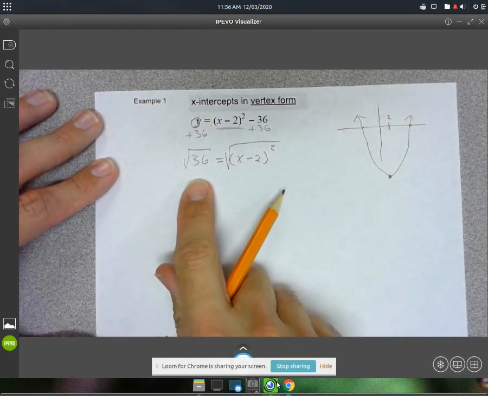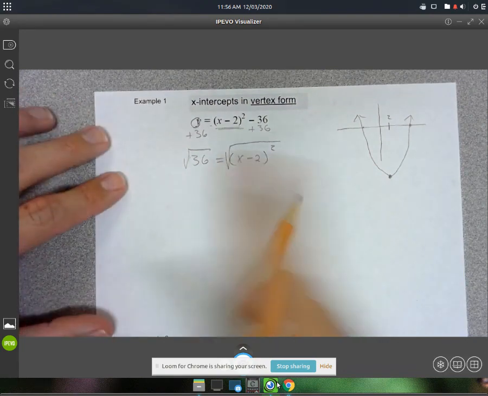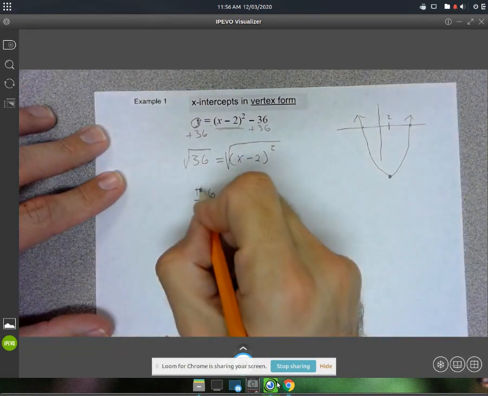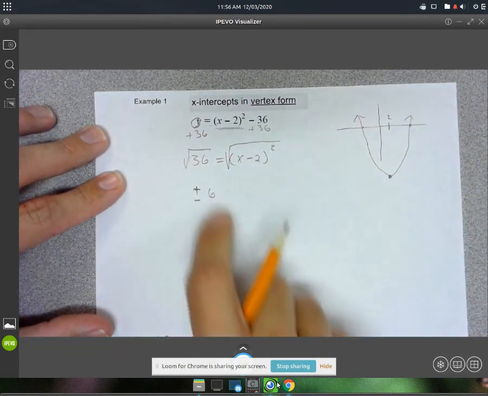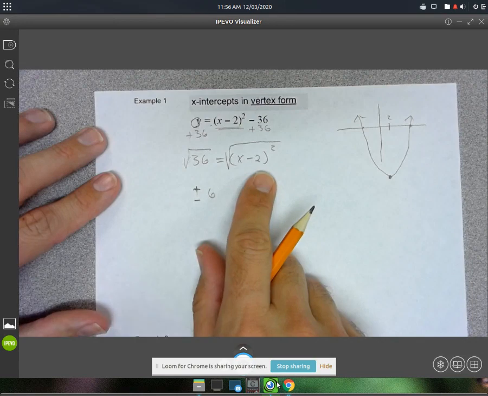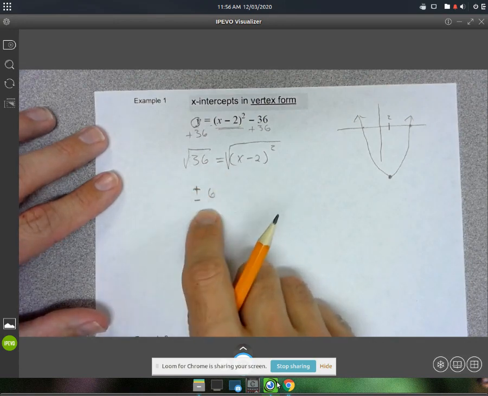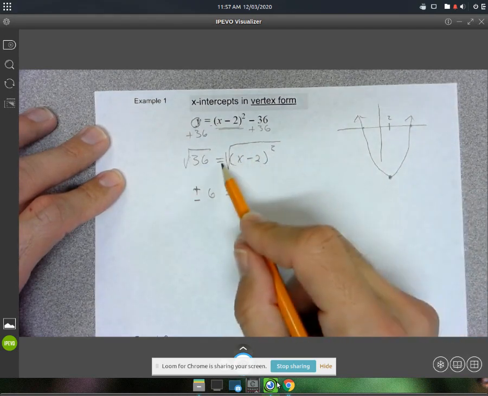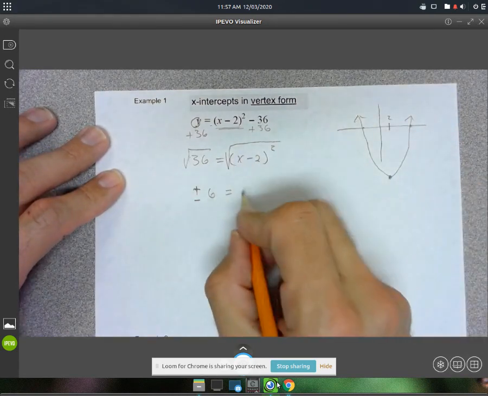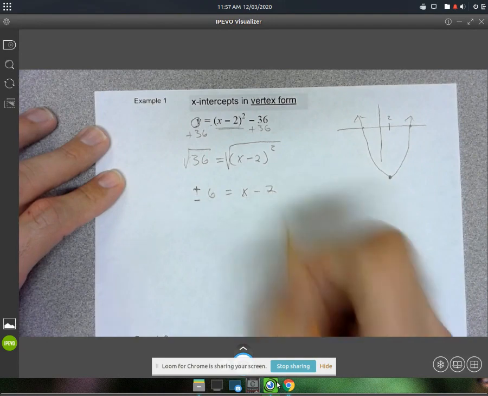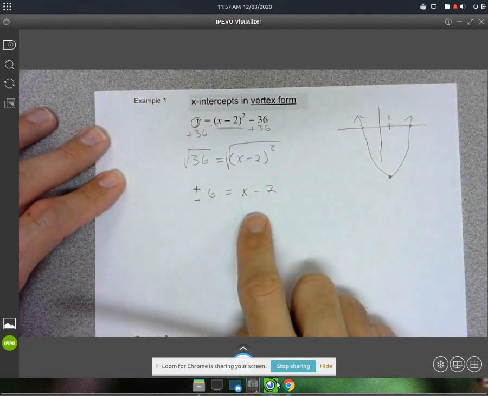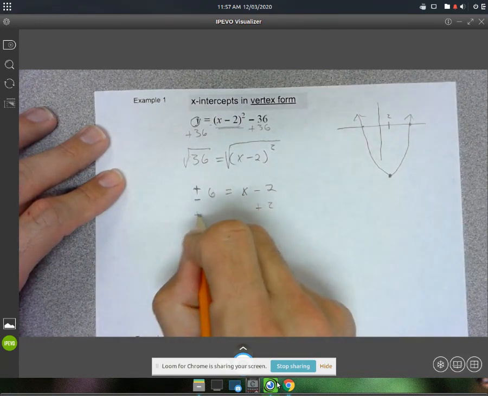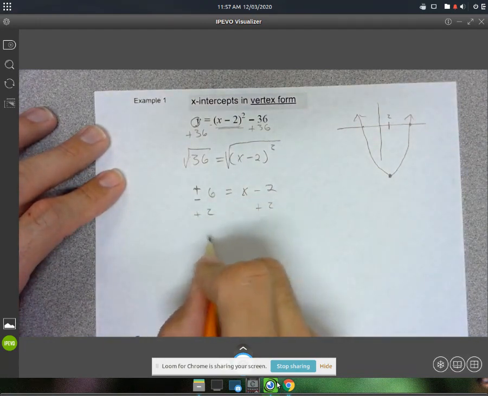Square root of 36 has 2 answers. It is plus or minus 6. You're going to have to get familiar with doing that. When you're solving these equations, if you square root both sides, you need to do a plus and minus. The square and the square root cancel each other out, so you just get x minus 2. Then we're going to plus 2 on both sides. Plus 2, plus 2.